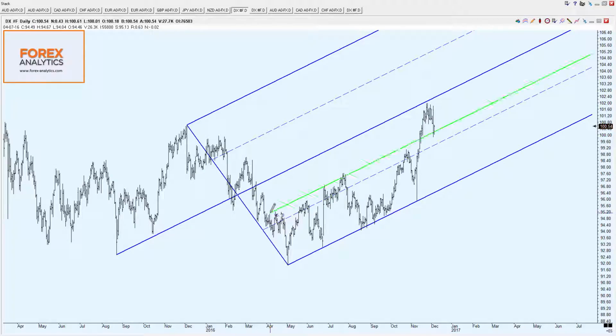Those are lines along the angle of the fork, running parallel to the fork, and they can give us different bits of support and resistance. We can just get a little bit more detail from them as we go along.